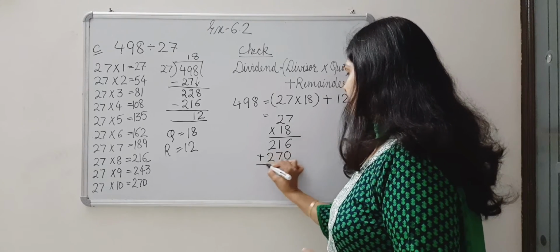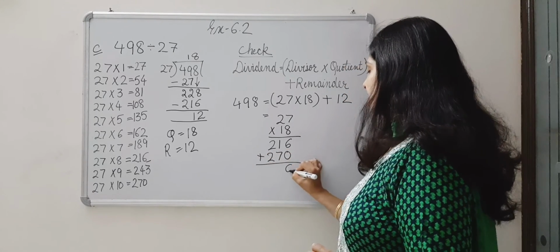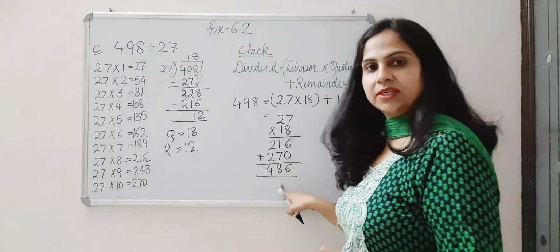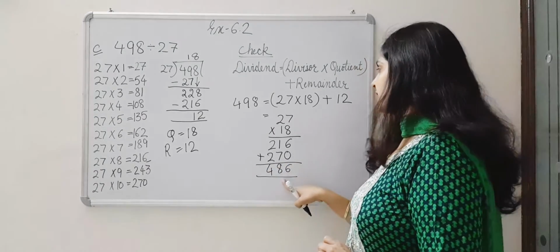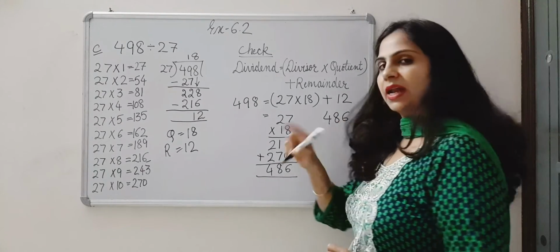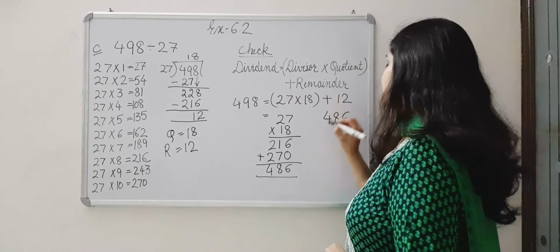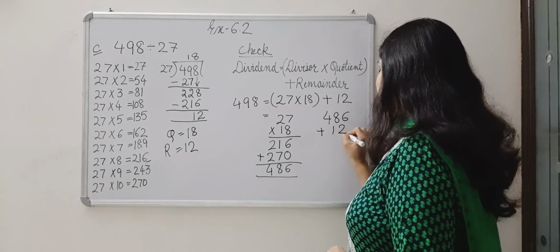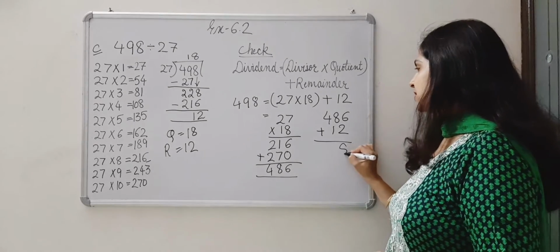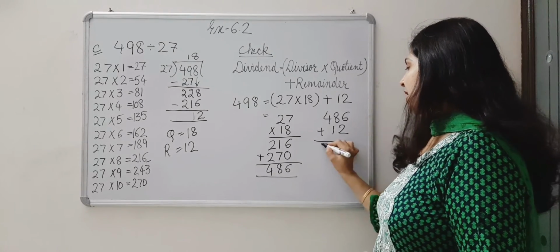Now we have to add these two numbers. 6, 7 plus 1, 8, 2 plus 2 is 4. So the result is 486. Now let's write 486 here. Now the last step is that we have to add the remainder. Remainder is 12. 486 plus 12, 6 plus 2, 8, 8 plus 1, 9 and 4.